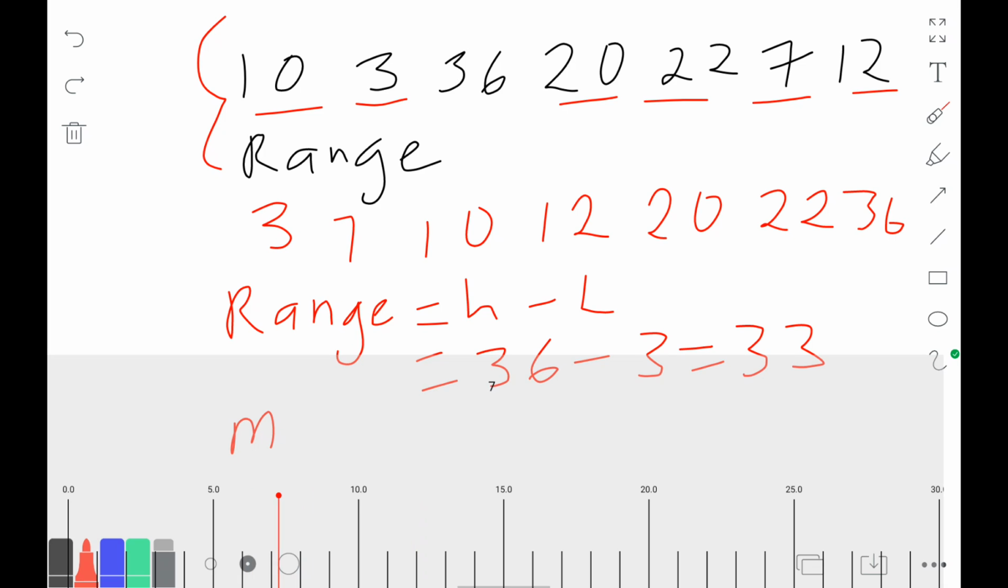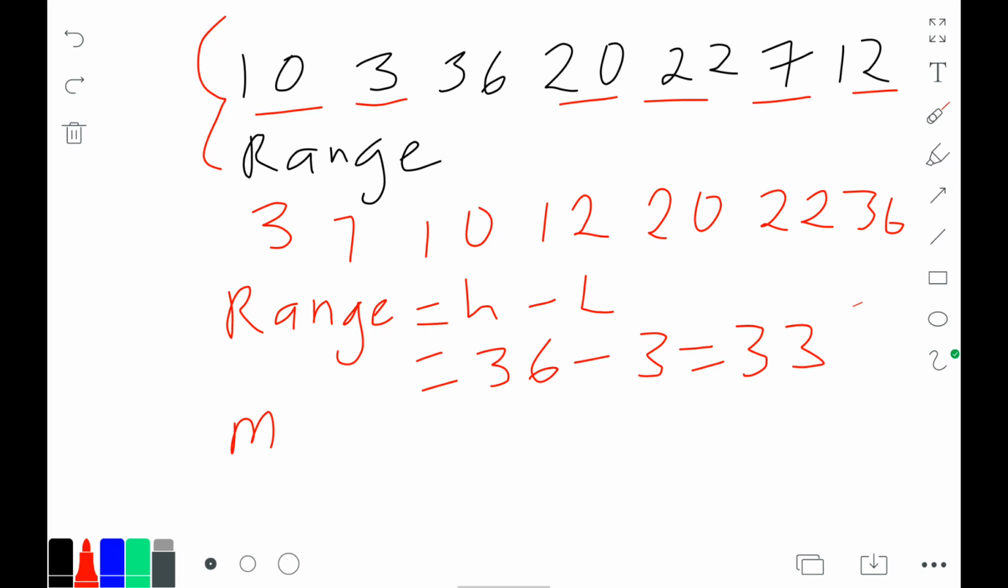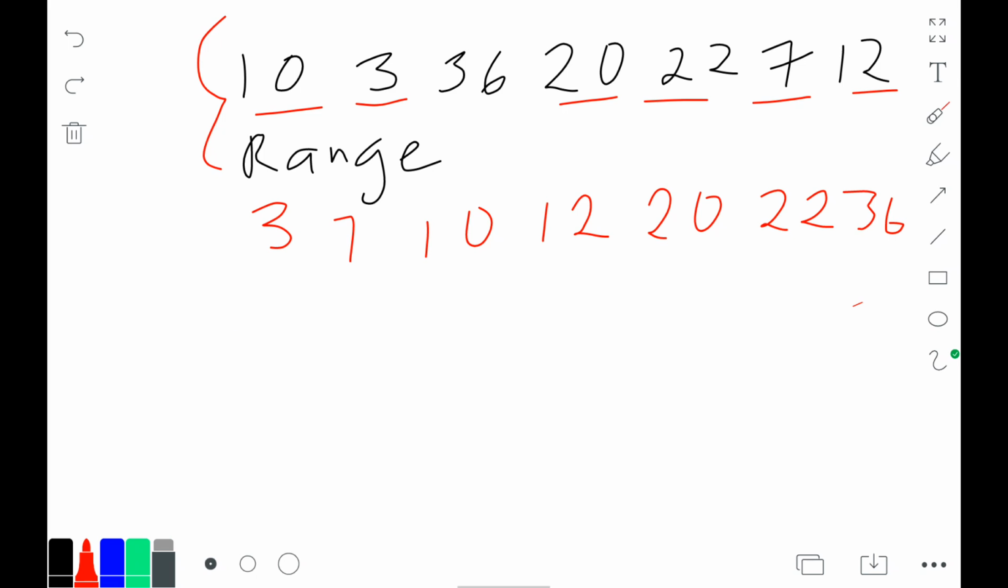Let me erase here first. Let's say we want to find the median. I'm going to leave the red one, so I'm going to use a black one now. For the median, I'm going to represent it as M. Our median is going to be the middle number in this range.